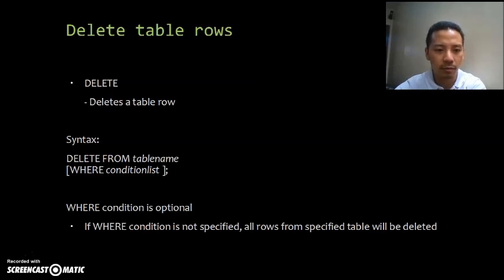To delete a table row, simply use delete from table name. The where condition is also optional to specify a specific condition. If the where condition is not specified, all rows from the specified table will be deleted.